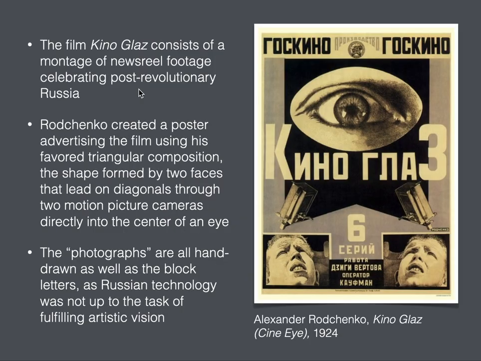The film Kino Glaz consists of a montage of newsreel footage celebrating post-revolutionary Russia. Rodchenko created a poster advertising the film using his favored triangular composition, so you can see that kind of here, formed by two faces that lead on diagonals through two motion picture cameras directly into the center of an eye. The photographs are all hand-drawn, as well as the block letters, as Russian technology was not up to the task of fulfilling artistic vision. Vertov had written a manifesto that the human eye and the camera eye could be merged. "I am Kino eye, I am mechanical eye, I a machine."